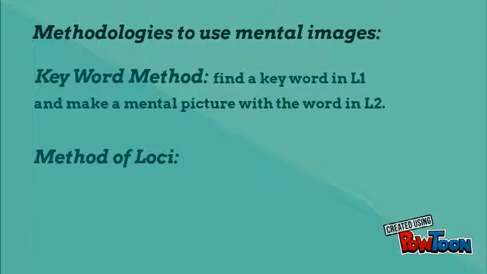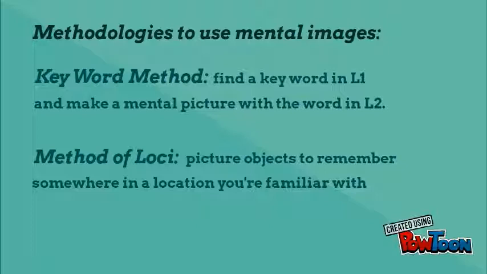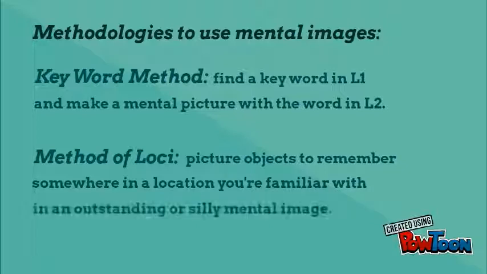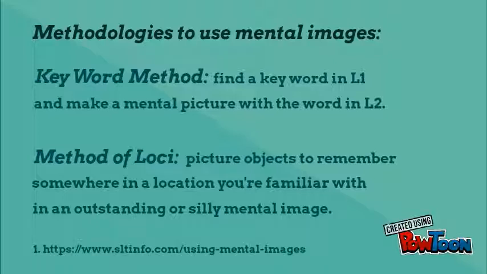The method of loci means picturing the objects you want to remember in different places around a room or in any other locations you're familiar with, and the images will work better if they're outstanding and silly rather than sensible. Check out the first link for some examples of these two methods.